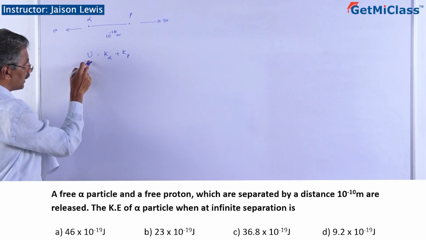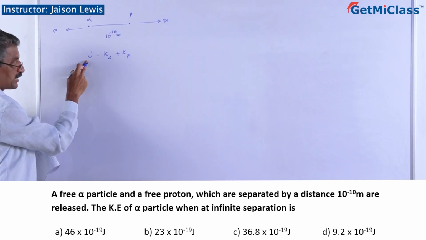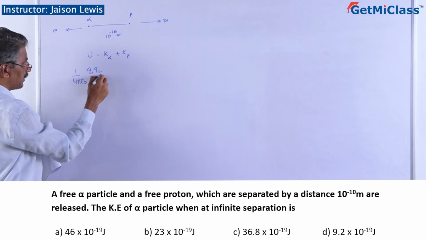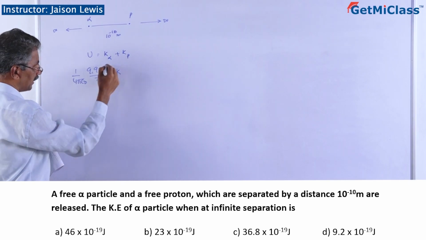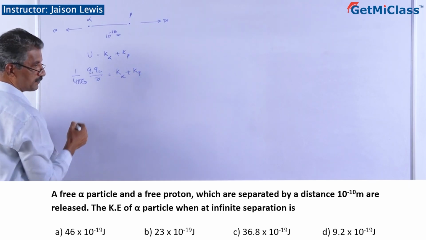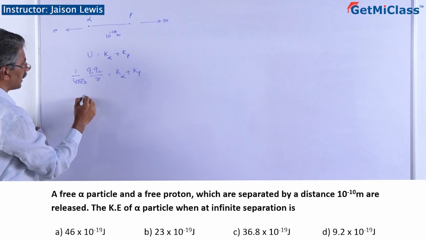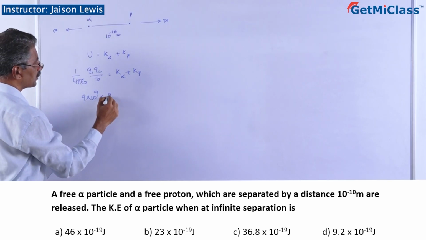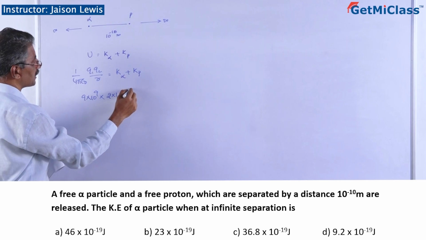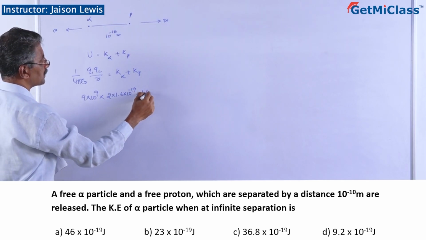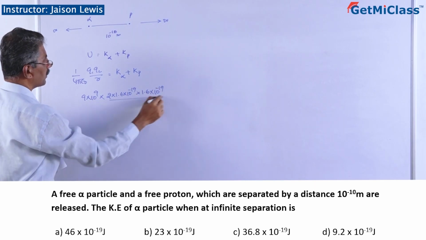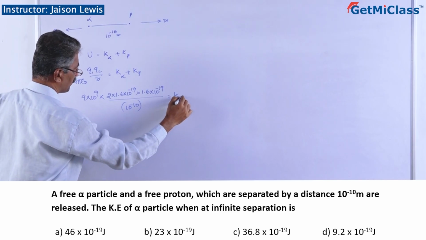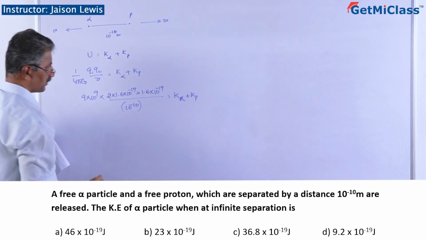Now, when you write the total energy, what is it? We know it is 1 by 4 pi epsilon naught Q1 Q2 divided by R. That's equivalent to kinetic energy of alpha plus kinetic energy of proton. So therefore, it is 9 into 10 power 9 into Q1, the charge of alpha, which is 2 into 1.6 into 10 power minus 19, times the charge of proton, 1.6 into 10 power minus 19, whole thing divided by 10 power minus 10. And that is equivalent to the kinetic energy of alpha plus that of proton at infinity.